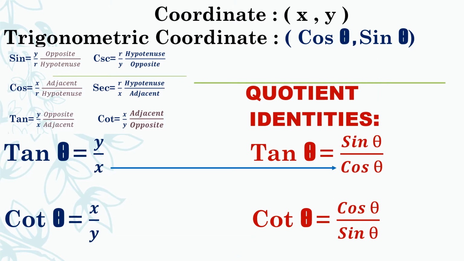The denominator originally is equal to the x. So, therefore, the denominator of a tangent is equal to cosine because in the trigonometric coordinate, x is equal to what? Cosine. So, therefore, tangent theta is equal to sine over cosine. Then, for our cotangent, just get the inverse. So, cotangent is equal to what? Cosine over sine. Let's move on.